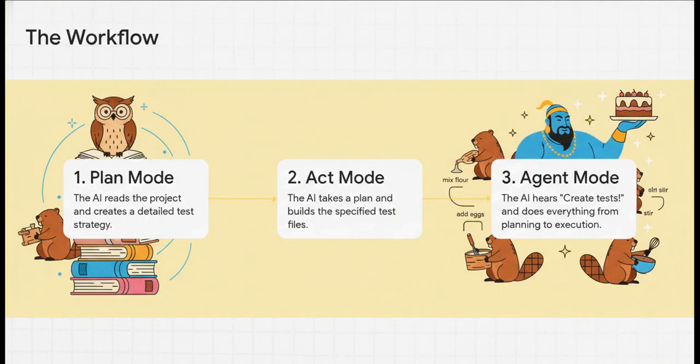Let's think about this with a yummy cake analogy. The Plan Wizard is like the wise owl who reads the entire recipe book first to make sure it knows everything.